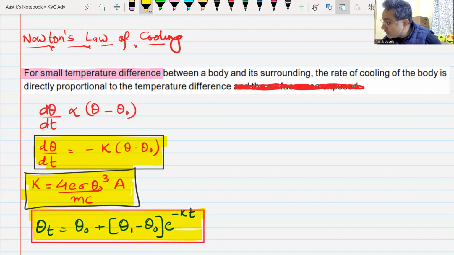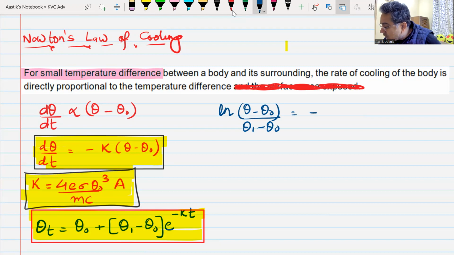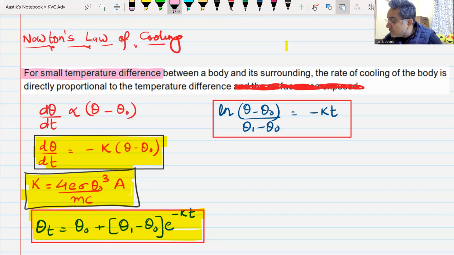You can also write this equation in this way: ln of (theta minus theta naught) divided by (theta 1 minus theta naught) is equal to minus kt. I'm writing it in the form of ln because in the form of ln this becomes a straight line. Do we understand this? The equation in ln form will be a straight line equation. Do we understand what I'm saying?